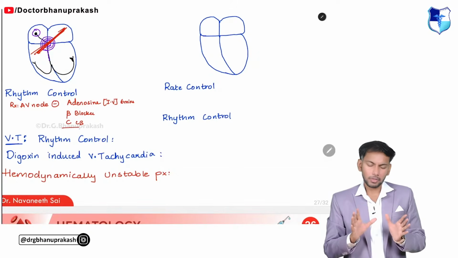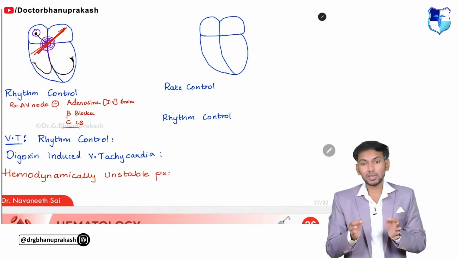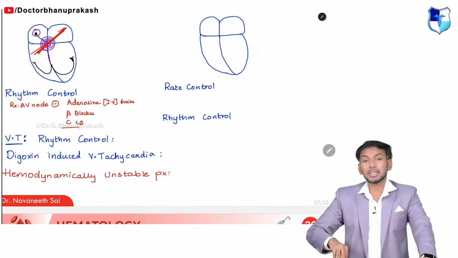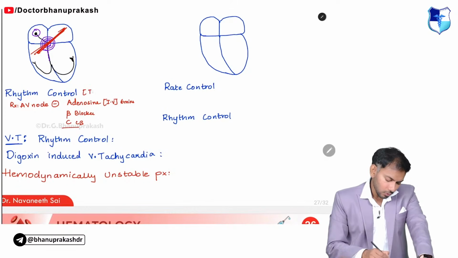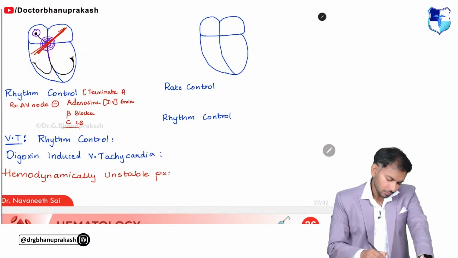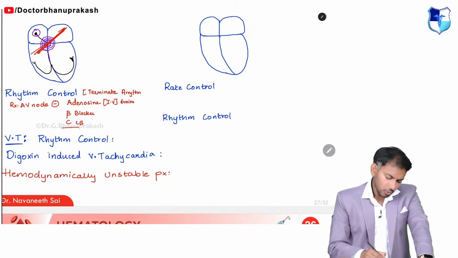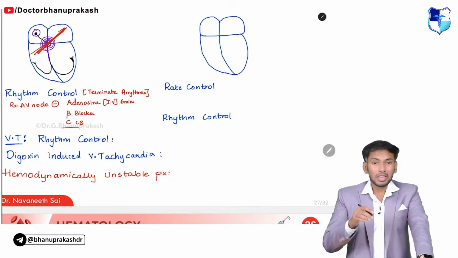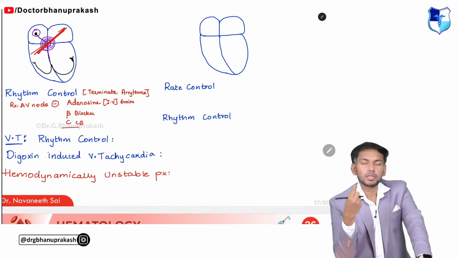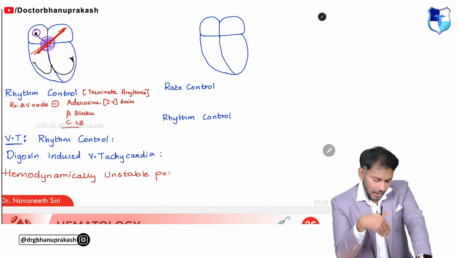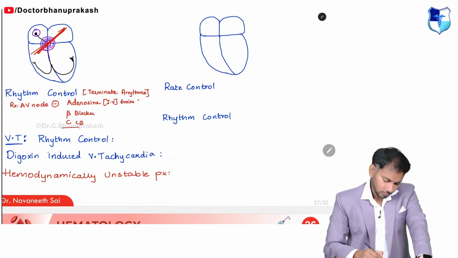Now listen to me carefully. If you give any of these AV node blockers, this will terminate the arrhythmia. Termination of arrhythmia is known as rhythm control. That's why these are used in rhythm control. So that is why you see in your questions on PSVT, if a person is hemodynamically stable, what is the first drug that you would use? It is IV adenosine 6 mg.